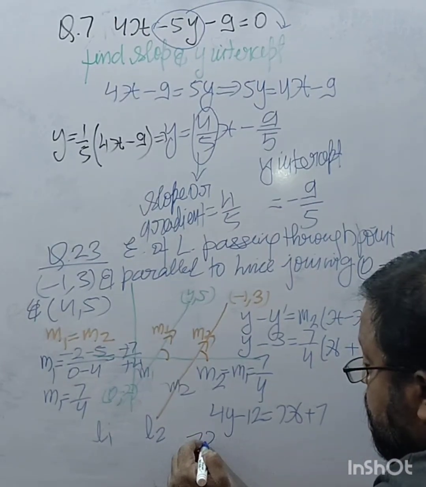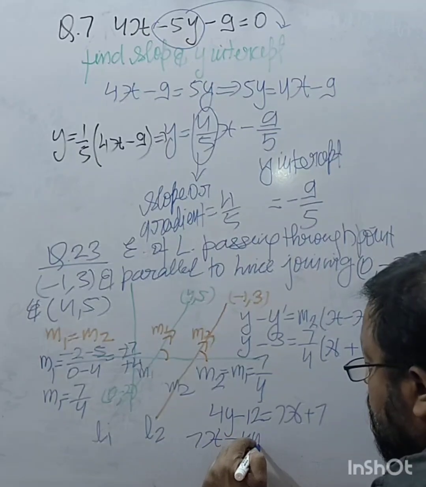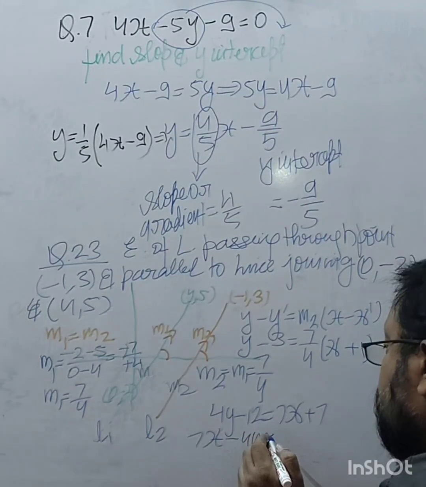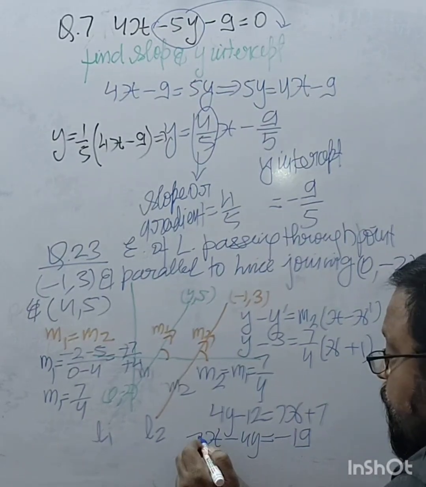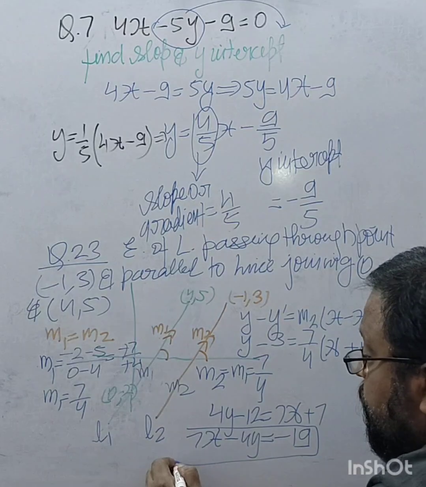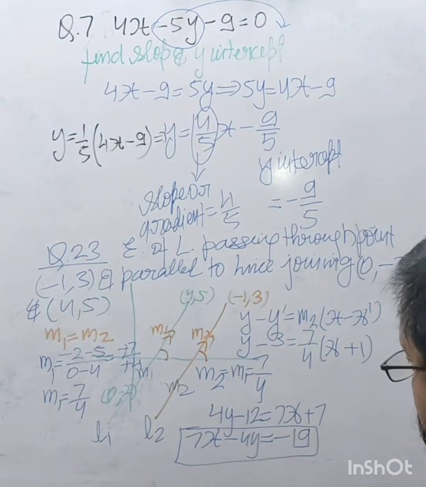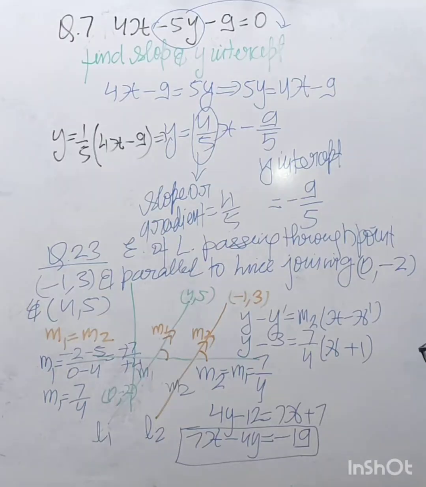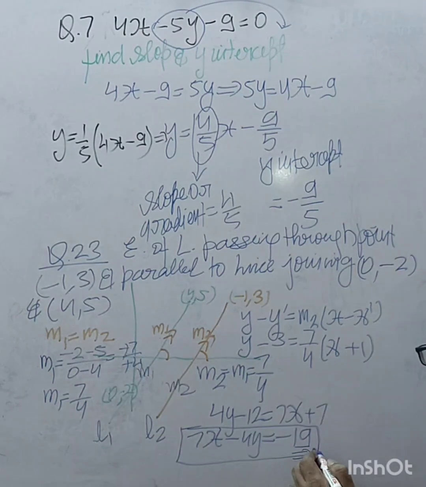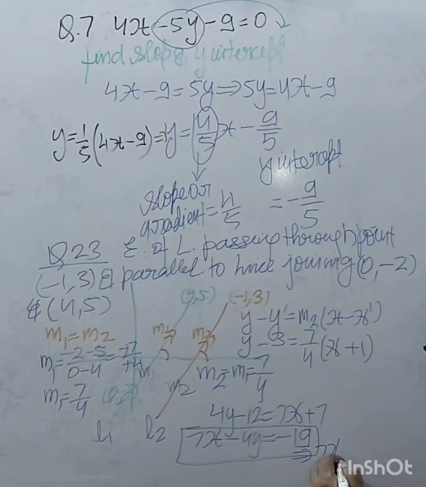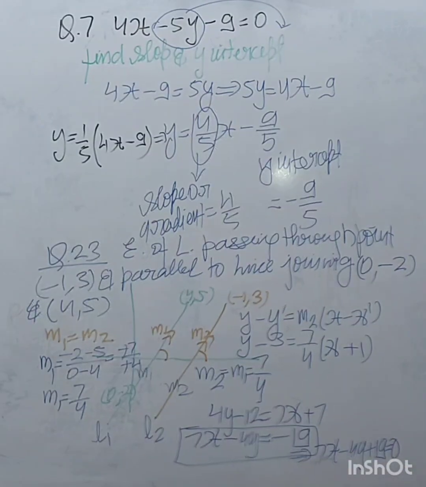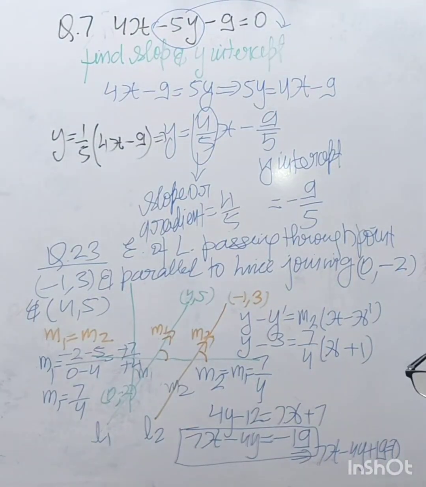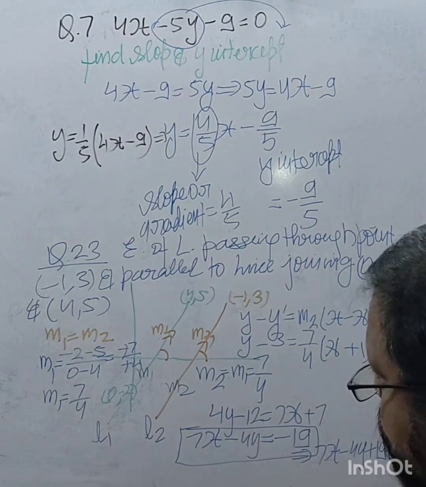So 7x minus 4y is equal to minus 19. What is your equation? 7x minus 4y is equal to minus 19. Or you can write 7x minus 4y plus 19 is equal to 0. Right? This can be written. So this was question number 23.